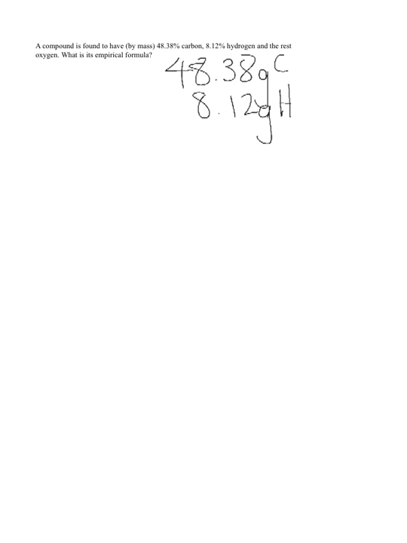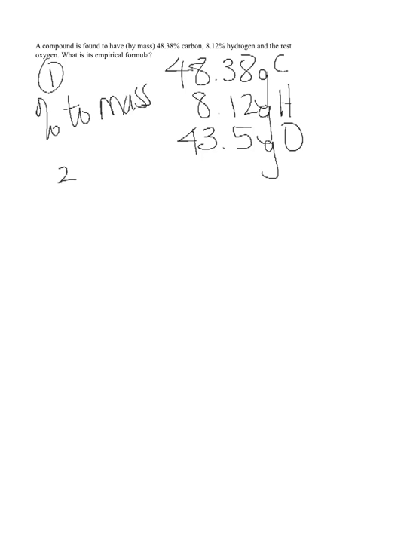So we have 48.38 plus 8.12, which means that the total carbon and hydrogen makes up 56.5% of the sample. So if we subtract that from 100, we determine that there are 43.5% oxygen, which means 43.5 grams of oxygen. So this is step one. This is percent to mass. Step two is mass to mole.